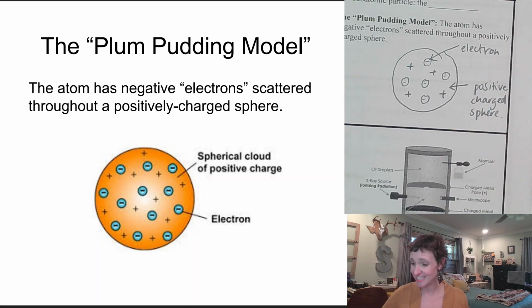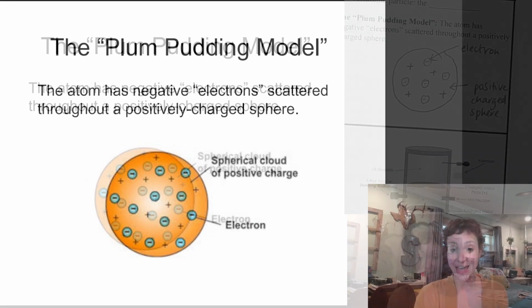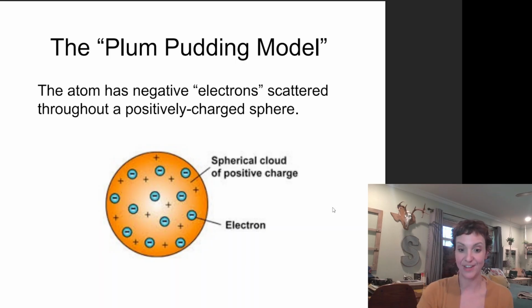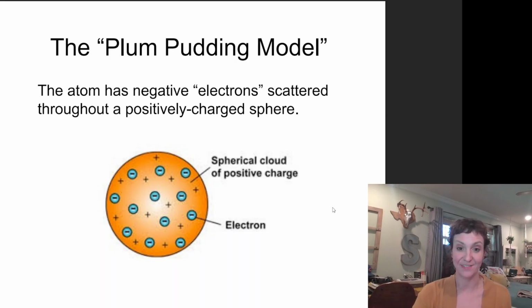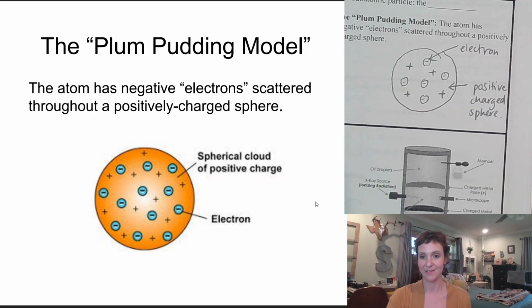The very first subatomic particle that was discovered was the electron, and we know that electrons aren't really arranged in the atom like that today, but that's what he figured out in 1897, which is so cool.